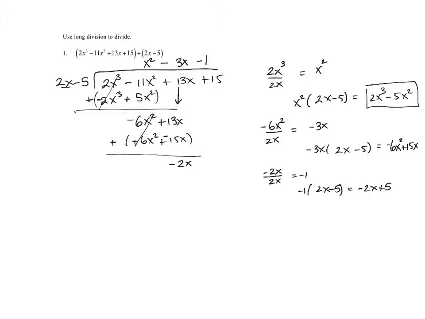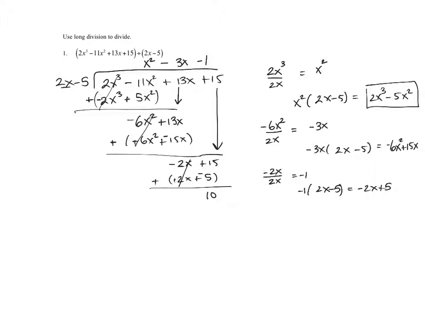Then you subtract that whole thing. Whoops, we just need to remember to carry down that 15. Okay, we're going to subtract that whole thing, negative 2x plus 5, which means add the opposite signs. Our 2x's cancel out, and we've got a remainder of 10.